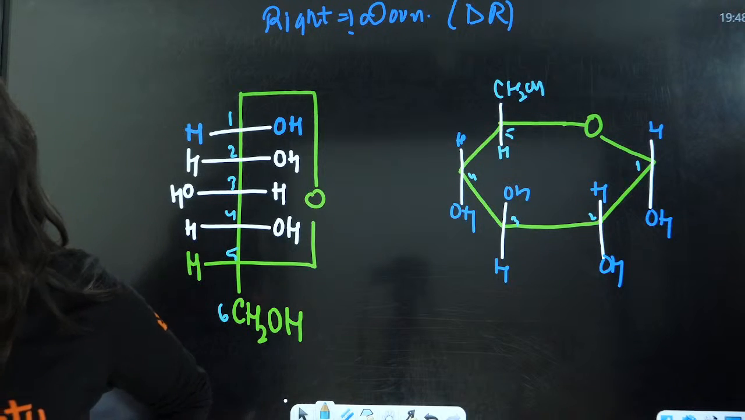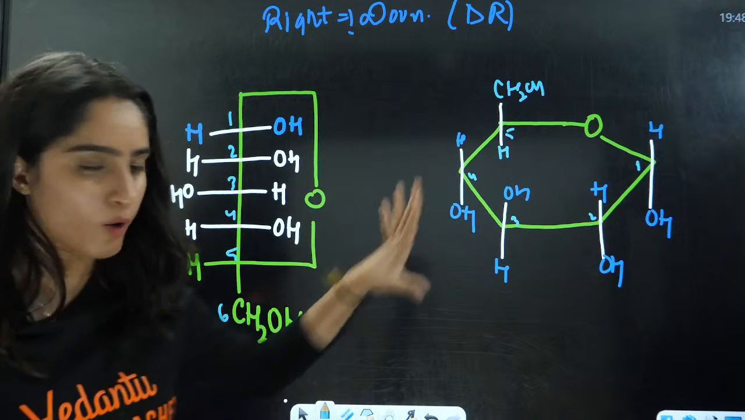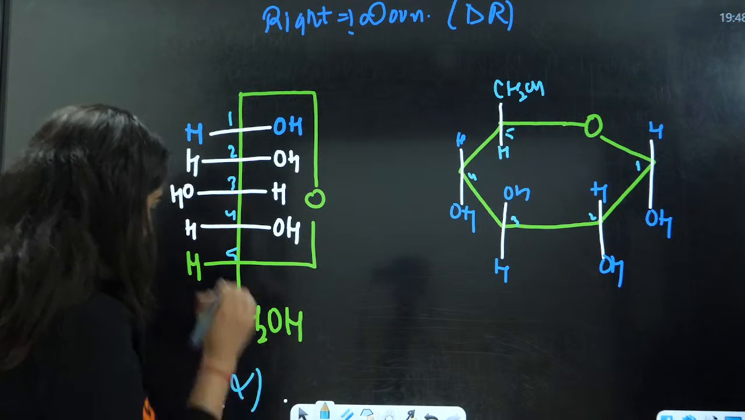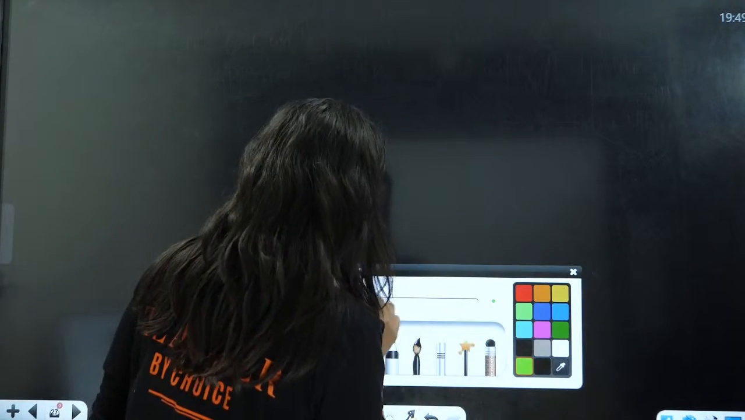Yes, I am confused with beta glucose. Okay, I'll clear that. Firstly, now you know how to convert the alpha. This is the alpha one. Now, let us see the beta one. I'll draw that again. You draw beta glucose along with me.